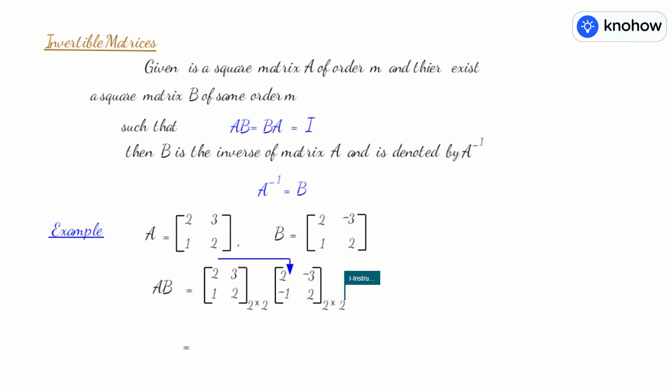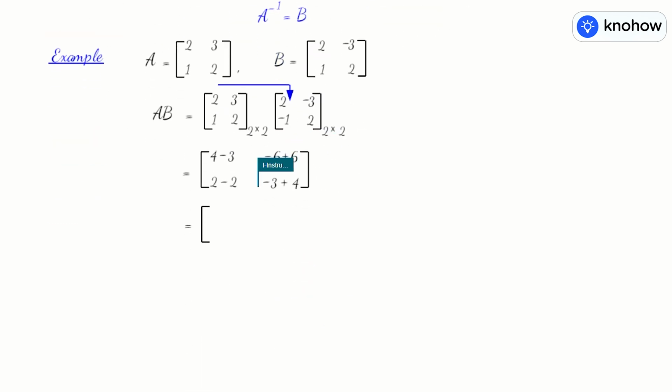When you multiply, you get 2 into 2, 4, minus 3 into minus 1, so 4 minus 3, and then you get 2 into minus 3, minus 6, plus 3 into 2, 6. And likewise in the second row, you get 2 minus 2, and minus 3 plus 4. So you get [1, 0; 0, 1].